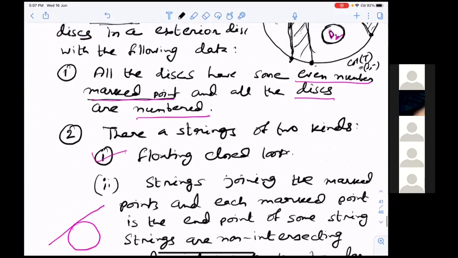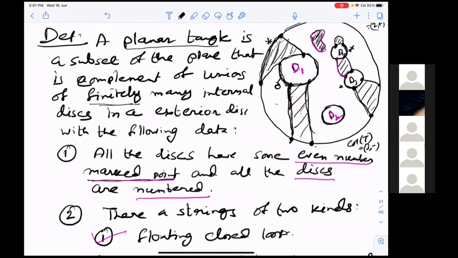So this is the definition of planar tangle. Now we call the color of an internal disk. By that I mean, suppose here we have four mark points. So the color is 2, 4 divided by 2. And we have to see whether the star, the distinguished arc, lies in the black region or the white region. If it is in the black region, we say the color is 2 minus, where 2k is the number of mark points. And if it is in the white region, then we say plus. Like the color of D1 is 2 plus because the star is in the white region.